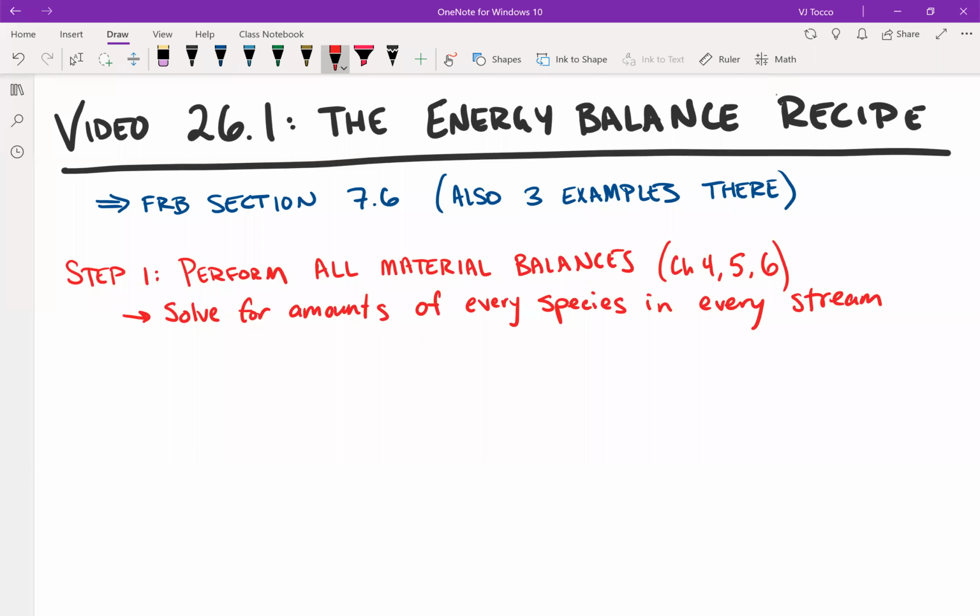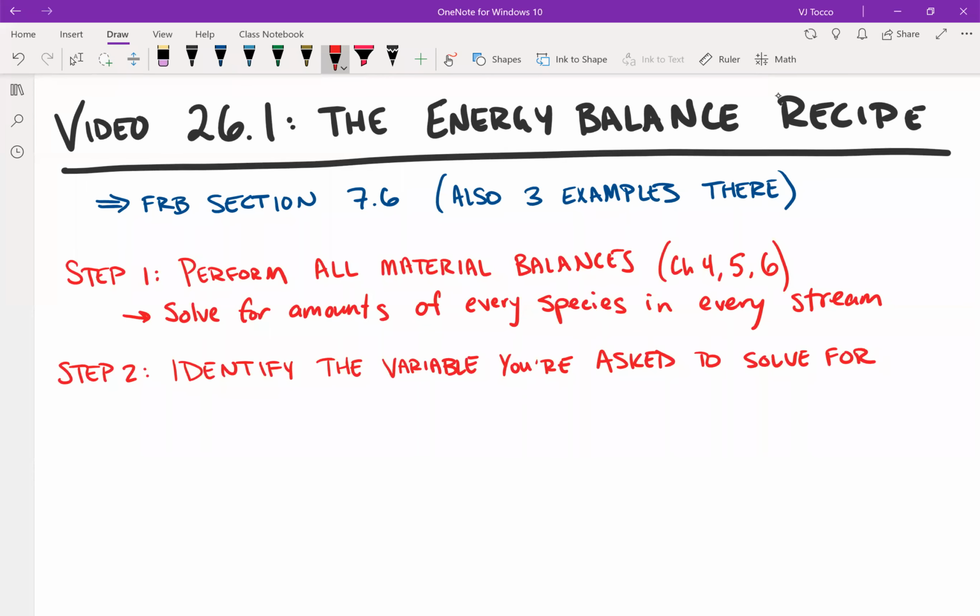Also recall that this can be done by either solving for the overall amount and the composition of the stream, or by simply solving for the molar amounts of every species in every stream, like I did oftentimes when solving a material balance problem. The second step may seem a little bit trivial, but it is oftentimes overlooked, simply to identify the variable that you're asked to solve for.